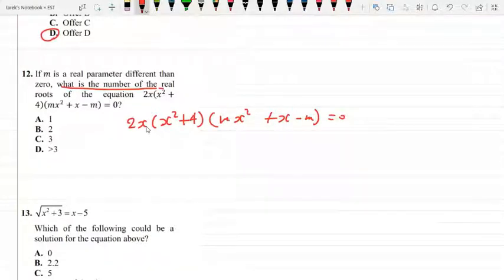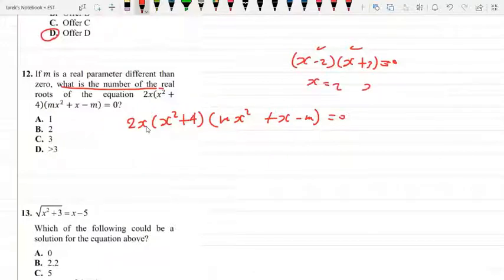Okay, do you remember this equation? When I say (x minus 2) times (x plus 3) equals 0, how many zeros do you have? 1 and 2. It's either x equals 2 or x equals 3. If you have 3 factors, this is 1, 2, 3, so you have 3 zeros. But let's see. From here you can get x equals 0, because if 2x equals 0, so x equals 0. So I have one root here.